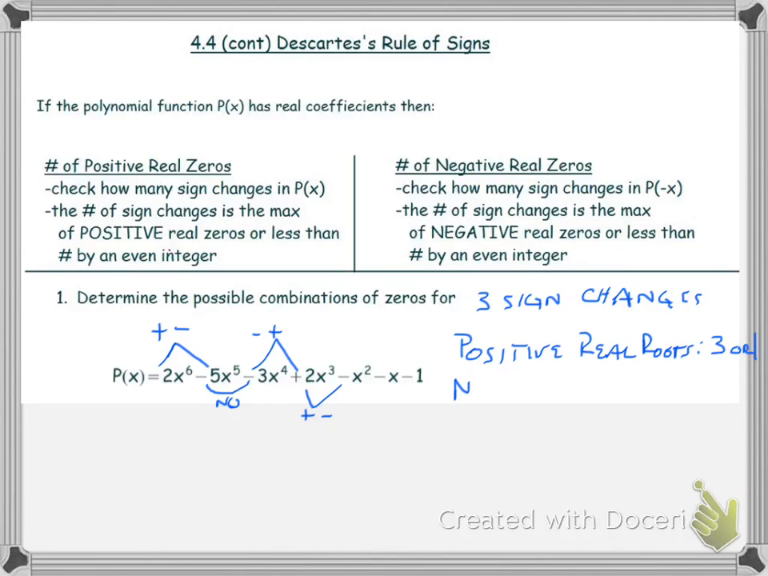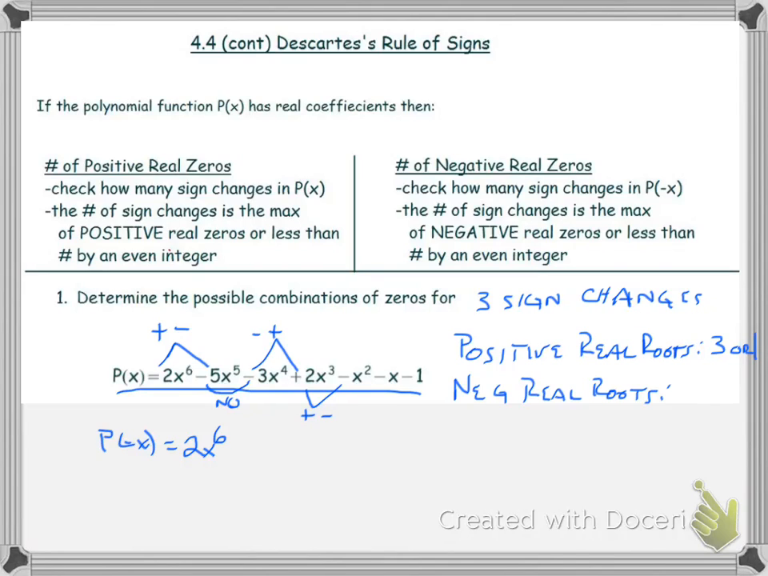So then to find the possible number of negative real roots, we're going to do the same thing but from p of negative x. When you plug negative x in for x here, if you plug it into one of the even exponent terms, it's still going to come out positive, so the sign there is going to be the same. So that is still going to be 2x to the sixth.